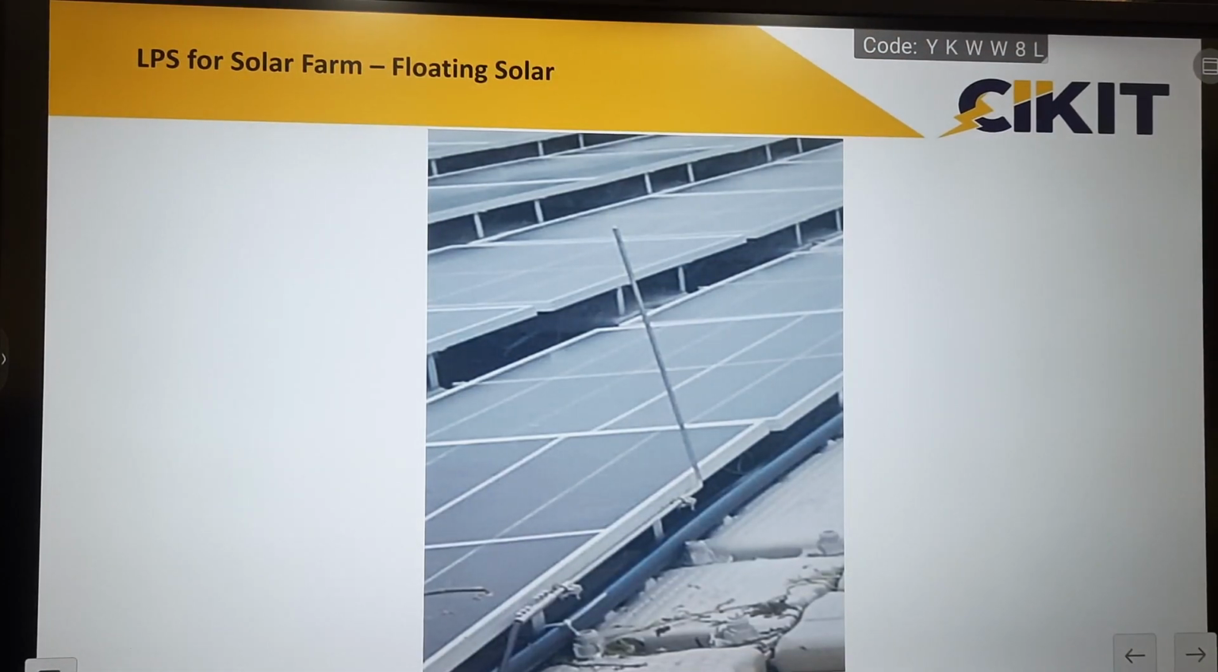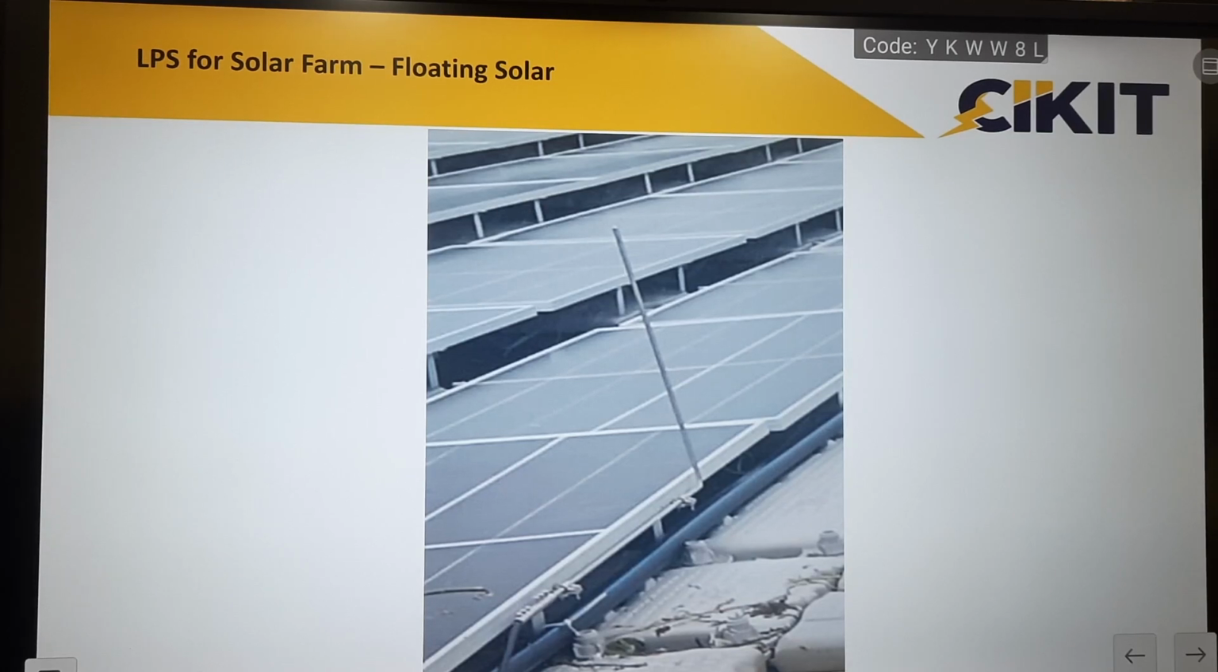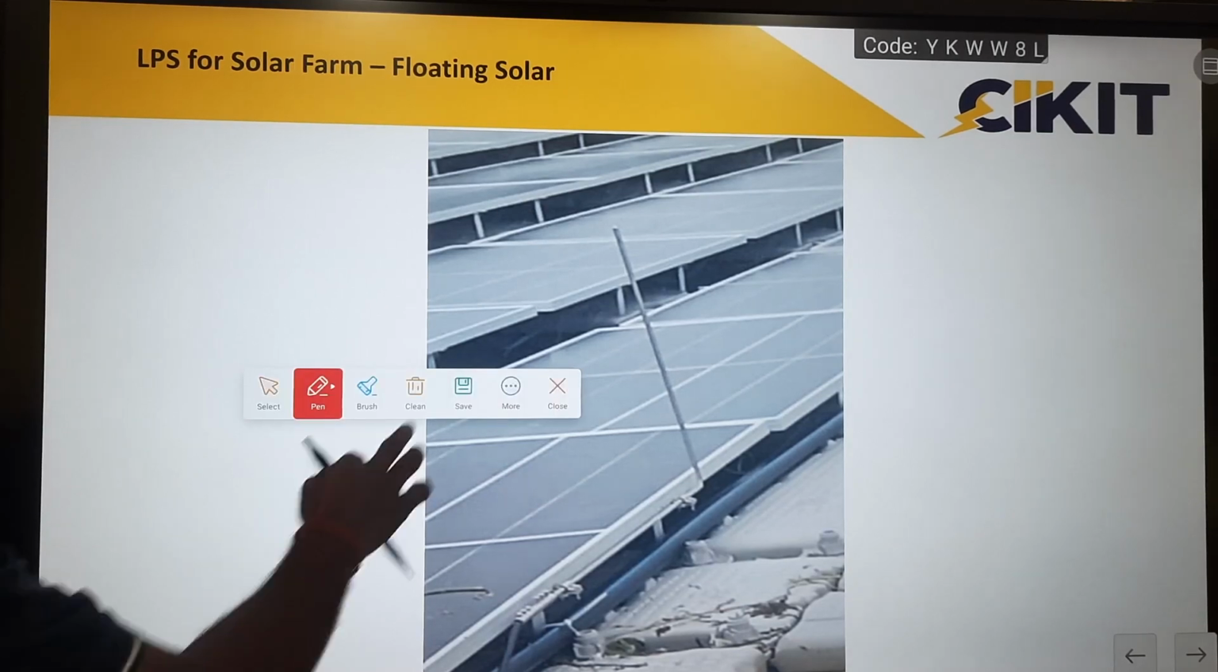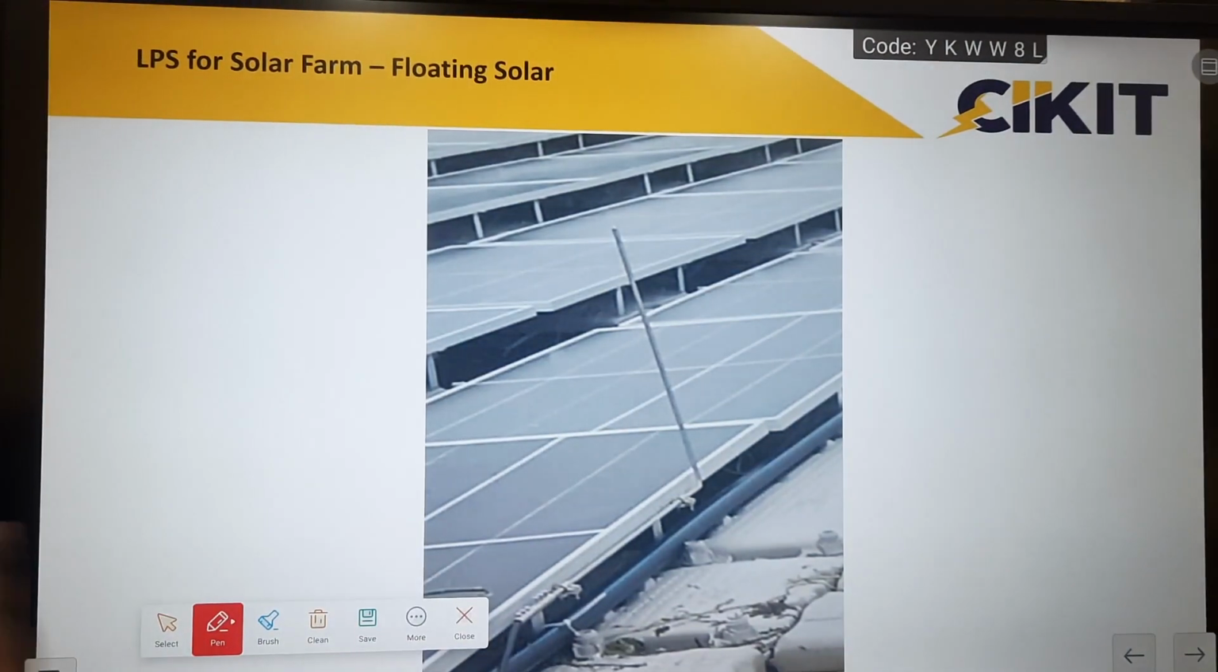And the latest technology is floating solar. In floating solar, the solar panels are installed on floats that will be floating on the water bodies. Since the structure is floating on the water, we cannot provide taller structures. The height has to be reduced in order to provide proper stability.